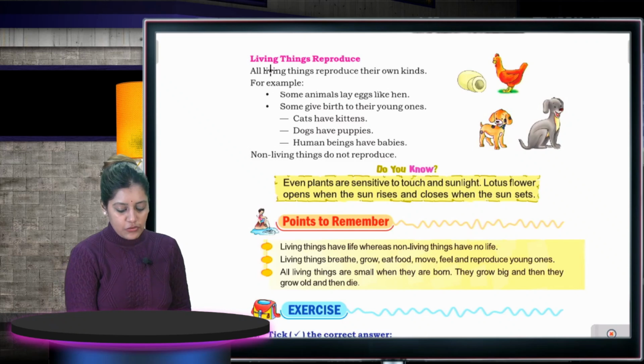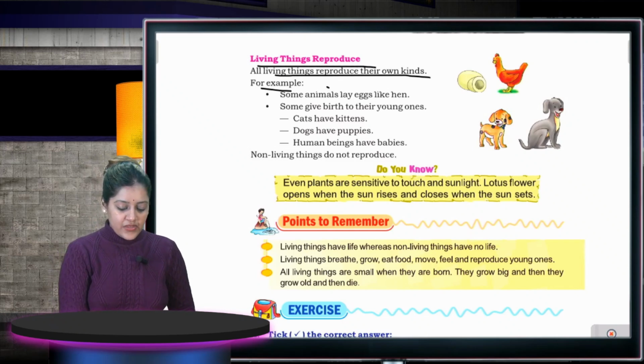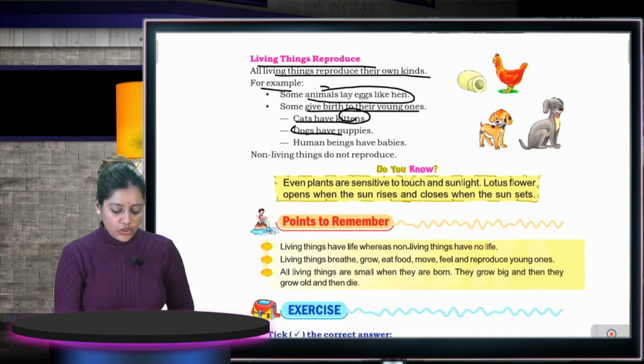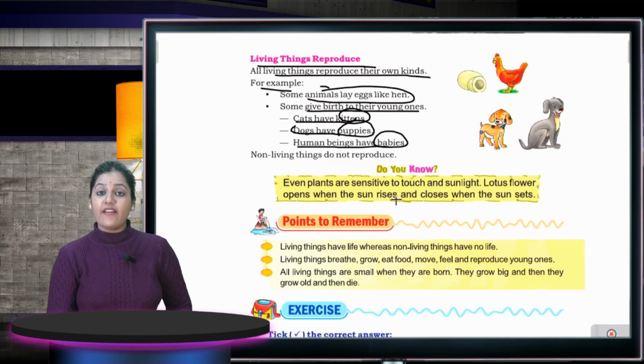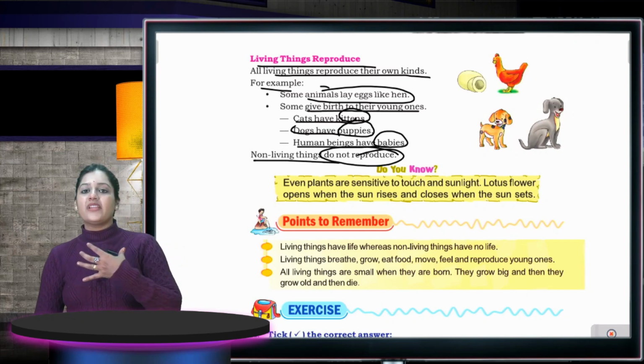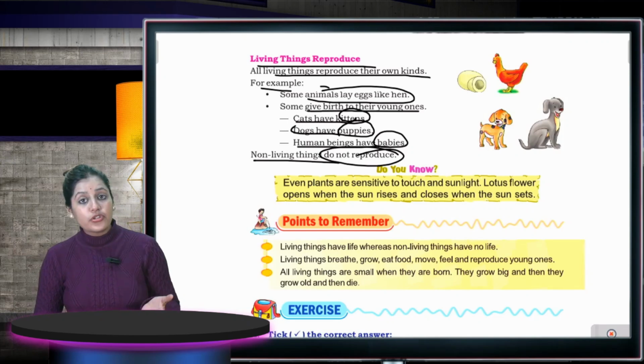Living things reproduce. All living things reproduce their own kind. For example, some animals lay eggs like a hen. Some give birth to their young ones. Cat has kittens, dog has puppies and human beings have babies. Non-living things do not reproduce. Like you are the son or daughter of your father and mother, because they reproduced you. In the same way, every living thing reproduces, but non-living things do not reproduce. So, this much is in your chapter.